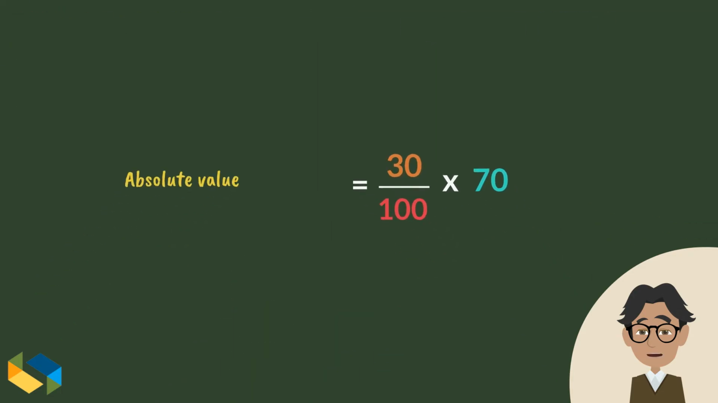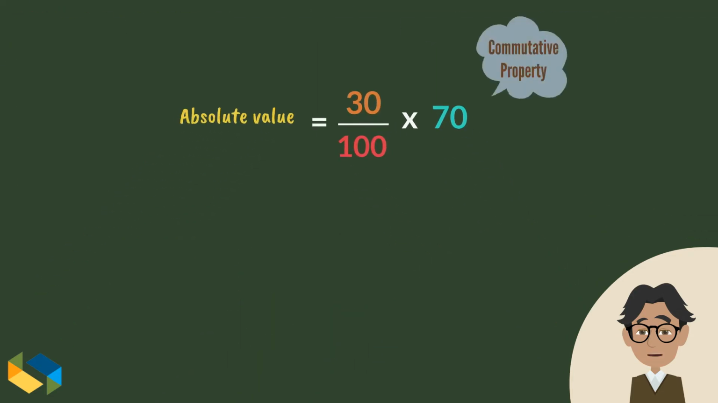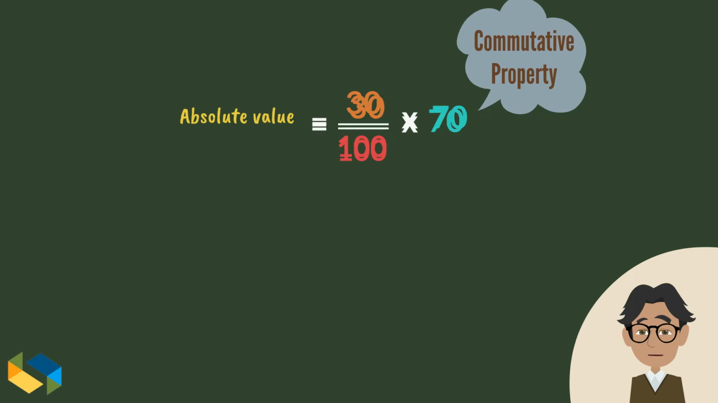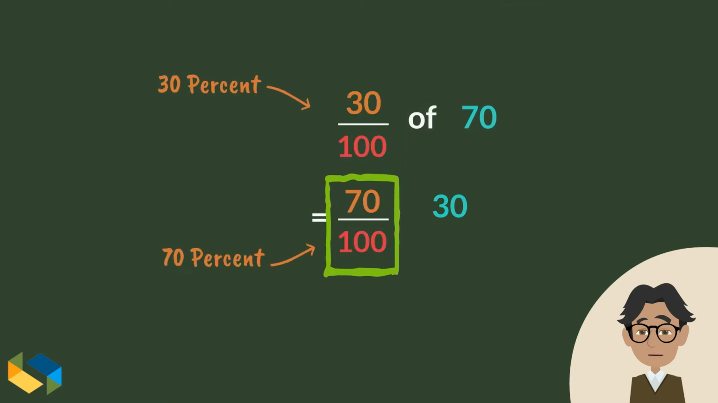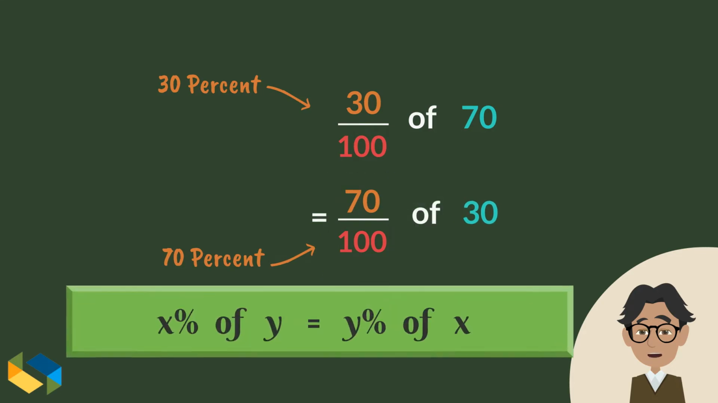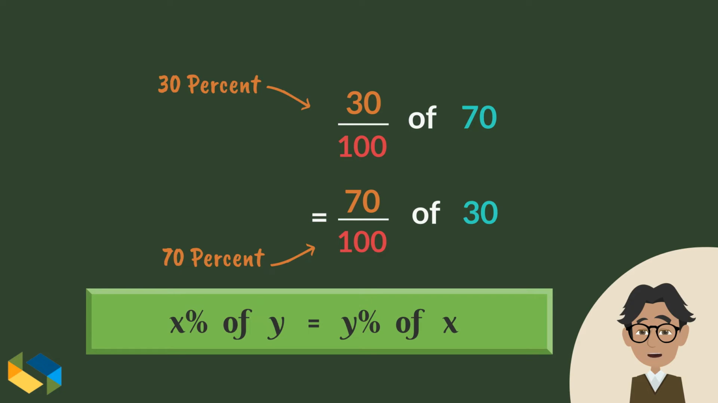Now let's see something interesting. Applying the commutative property of multiplication, we can interchange these two values without changing the outcome. So 30% of 70 is same as 70% of 30. This is true for any numbers. You got to remember this in case you come across any tricky questions.